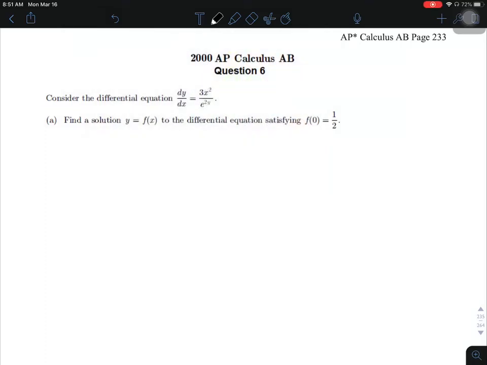So it's AP Calculus AB. This is the 2000 release question number 6 from the AP test. Consider the differential equation that you see here. Find a solution to this that satisfies having the ordered pair 0, 1/2. In the notes and the homework, we said find a particular solution. This just says find a solution. It means the same thing.